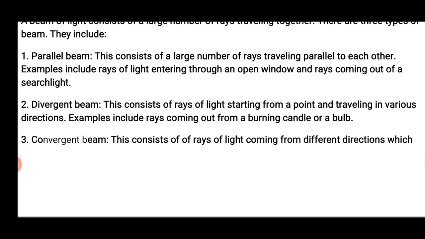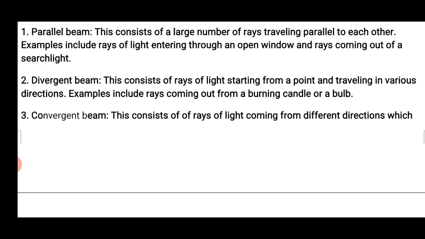Then we refer to such a beam as a divergent beam. Also, for a bulb placed at the center of a room, light coming from the bulb spreads all over the room, but it is coming from just a point, the same source. So such a beam is a divergent beam.